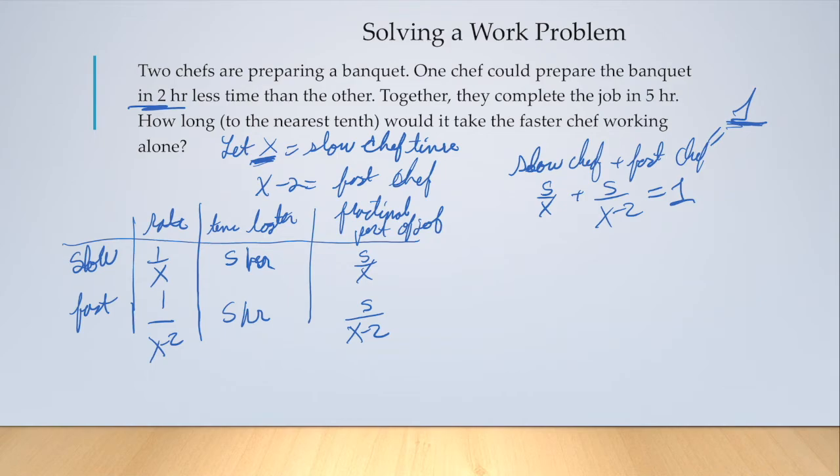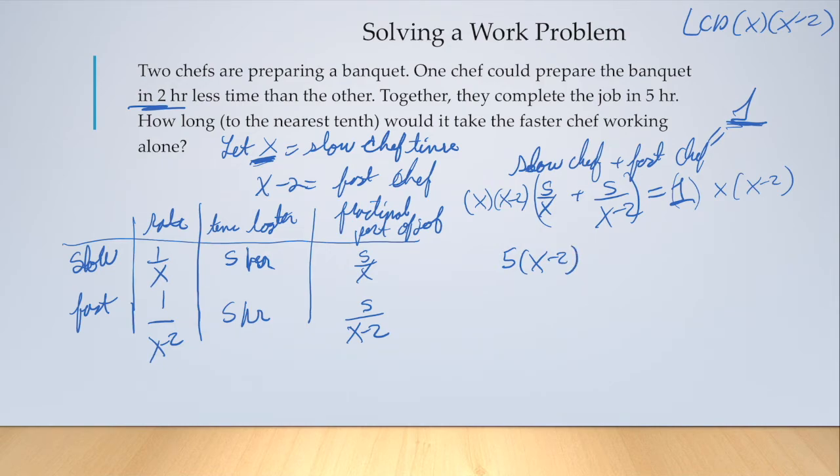And the first thing I'm going to do is multiply both sides by the LCD, which in this case is x times x minus 2. In the last example, I didn't skip any steps, but I'm going to go ahead and do that this time, because if I take x times x minus 2 times 5 over x, my x's are going to cancel, so I have 5 times x minus 2. And if I take x times x minus 2 times 5 over x minus 2, those x minus 2's are going to cancel. So I have 5x equals x times x minus 2.